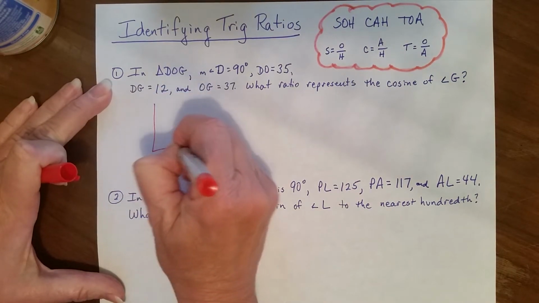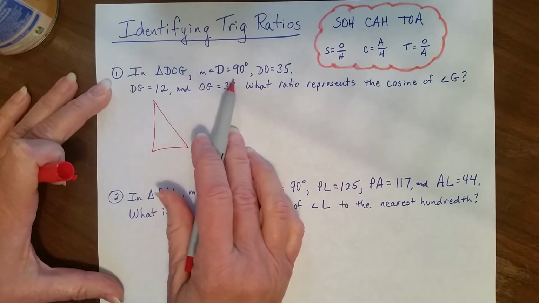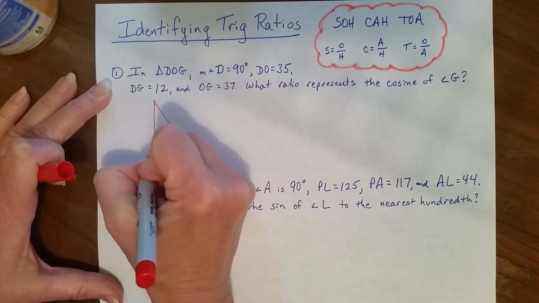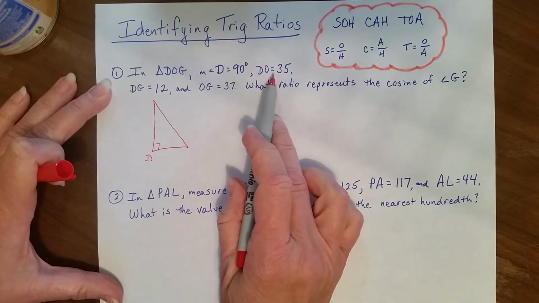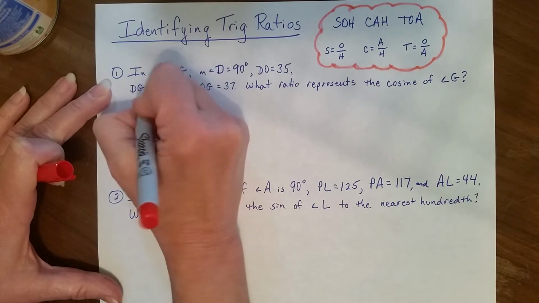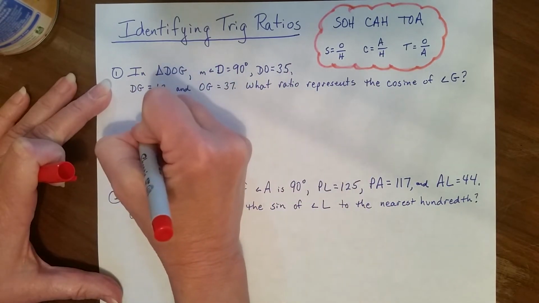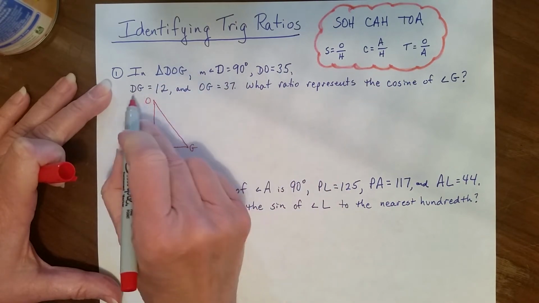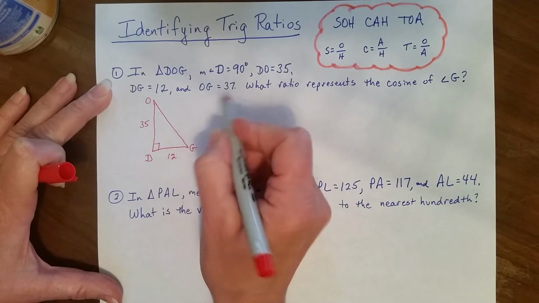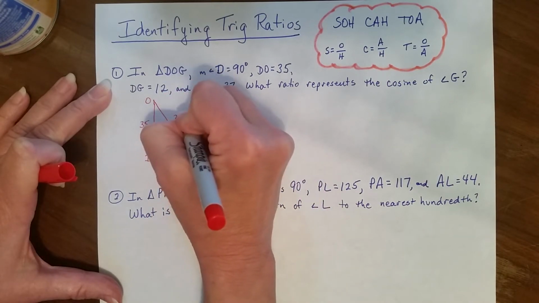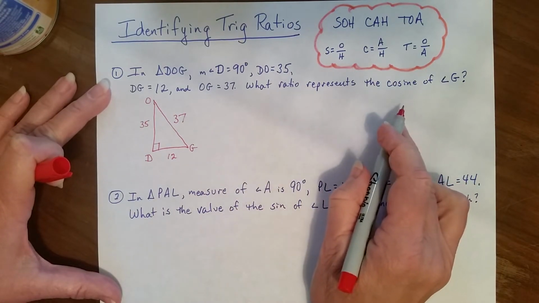It doesn't matter how you draw it. You just have to have a right angle in it. It tells us the measure of angle D is 90 degrees. So here's angle D. O and G have to be the acute angles. DO is 35, and DG is 12. That's the side length of DG, and the side length of OG is 37. What ratio represents the cosine of angle G?